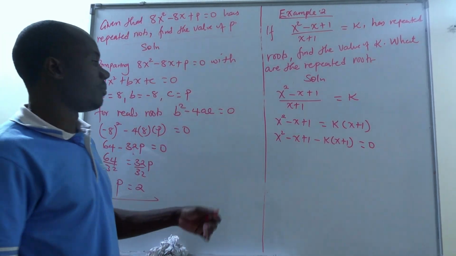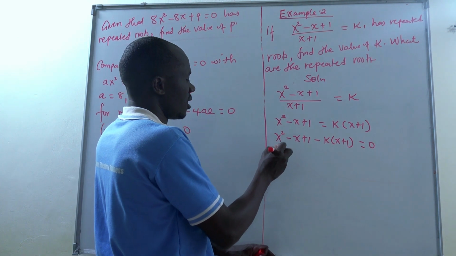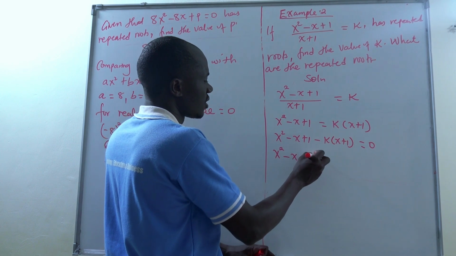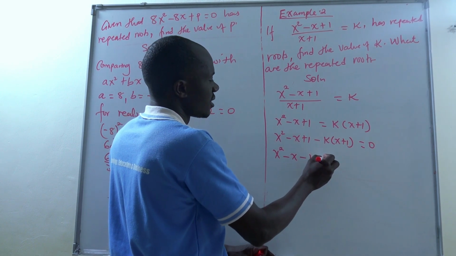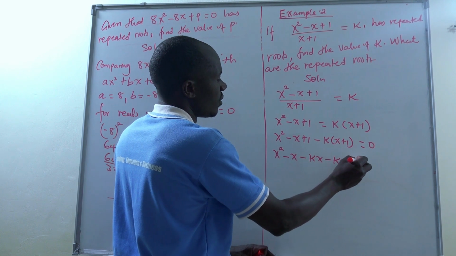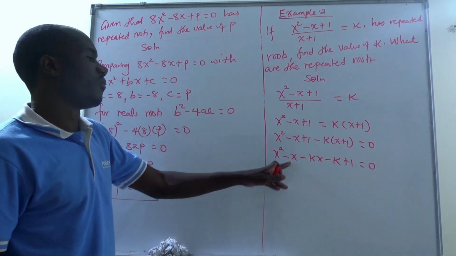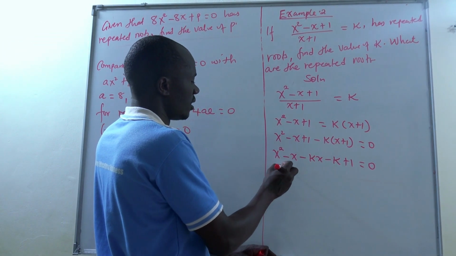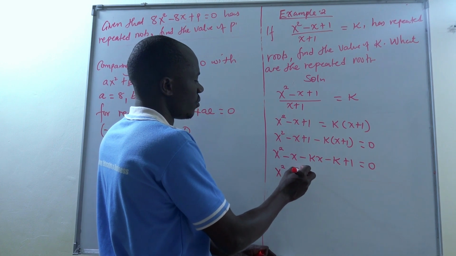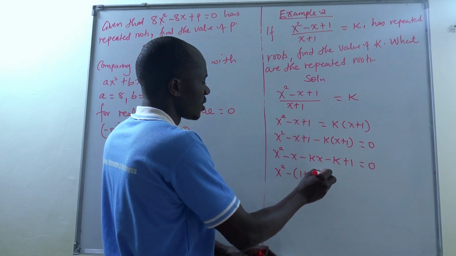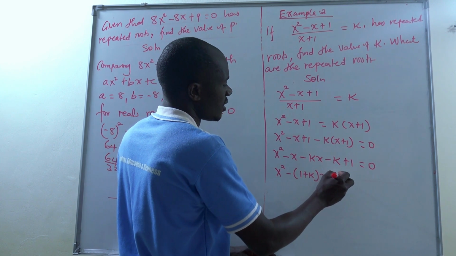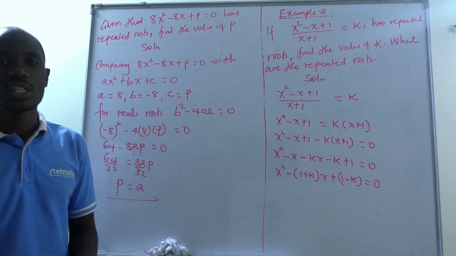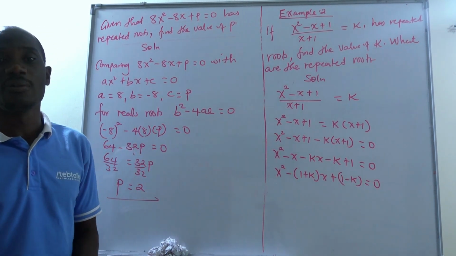So can we open the brackets and bring the terms together? x squared minus x minus kx, because we are pushing in the minus, minus k, then plus 1 equals 0. So we factor out x. We are going to have x squared minus (1 plus k) times x, plus (1 minus k) equals 0. You can see now it is in the form ax squared plus bx plus c.